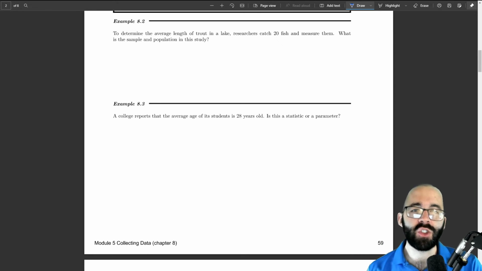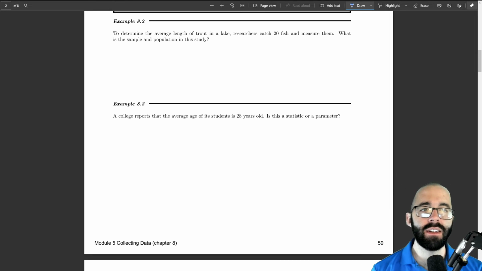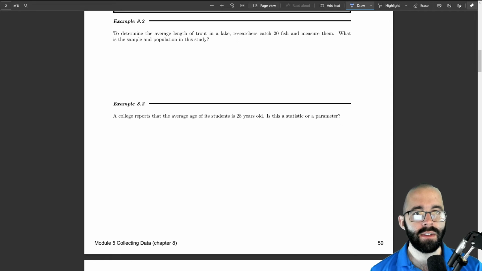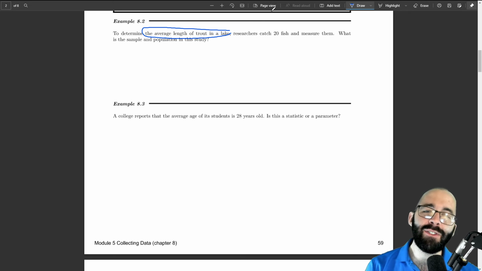To determine the average length of trout in a lake, researchers caught 20 fish and they measured them. So the question is, what's the sample and the population of this study? Well, the sample is the small subset. The population is everything we're interested in. So we're interested in the average length of trout in a lake. That's telling us right there about our population.